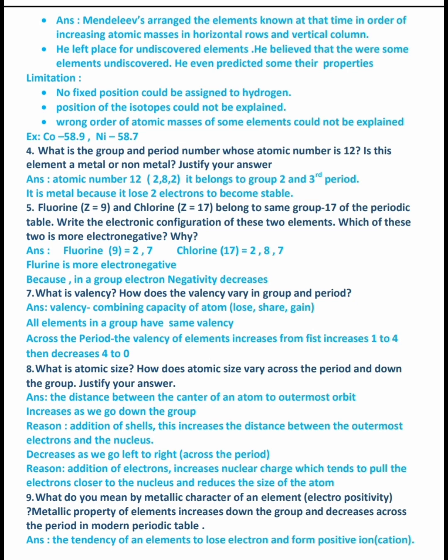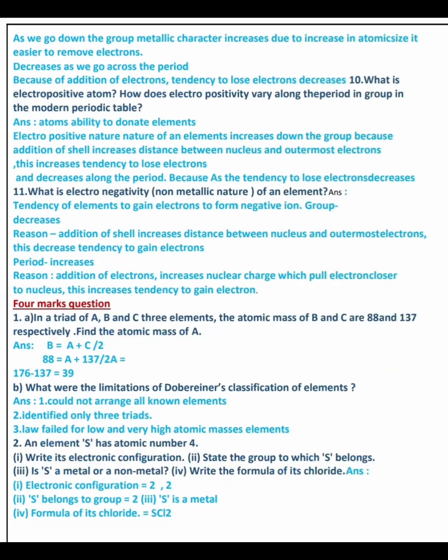What is atomic size? How does atomic size vary across the period and down the group? Justify your answer. And the ninth question, what do you mean by metallic character of an element? That is electropositivity. Metallic property of an element increases down the group and decreases across the period in the modern periodic table. And the next question, what is an electropositive atom? How does electropositivity vary along the period and in the group in the modern periodic table? What is electronegativity? And four marks question.